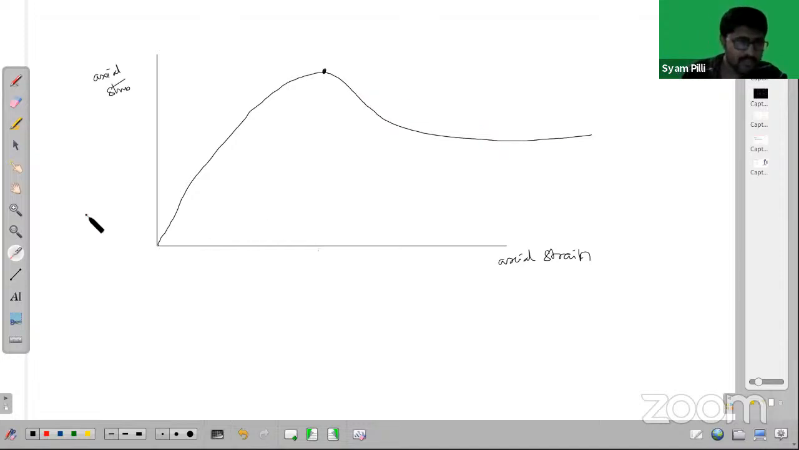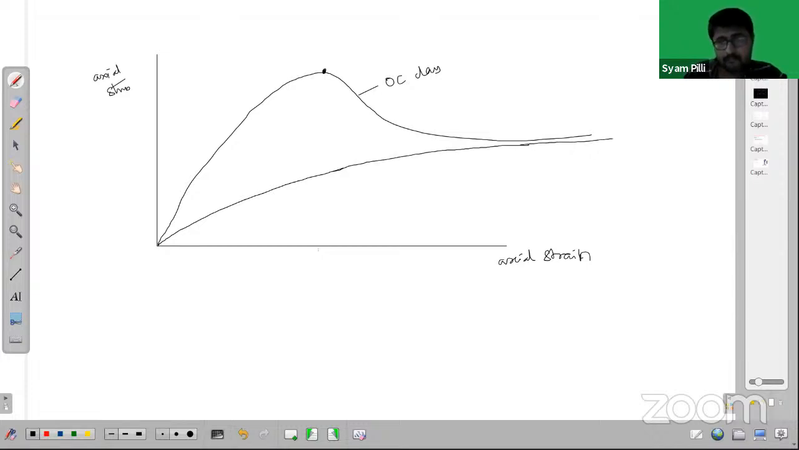This is for over consolidated soils, OC clays. But if your soil is normally consolidated, then the failure will be following this way, you know. So the failure will follow in this way. So at larger strains, both the shear stresses will reach same value.